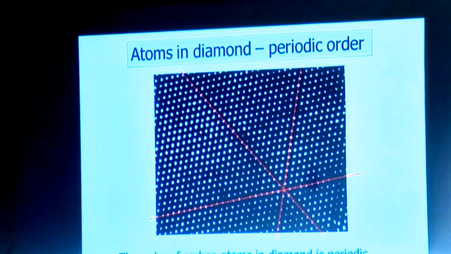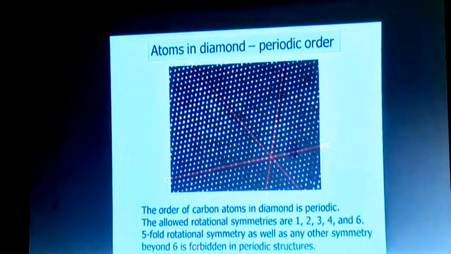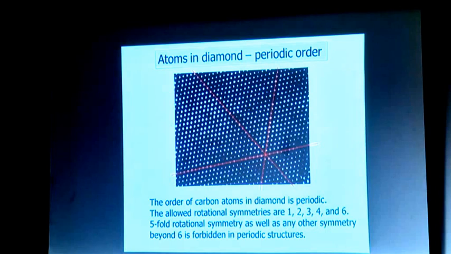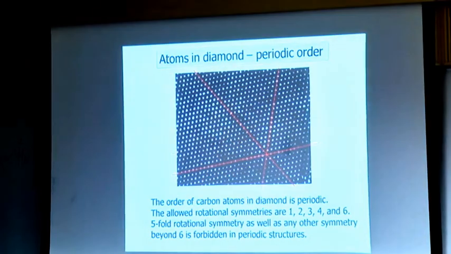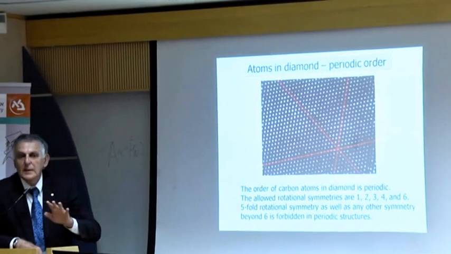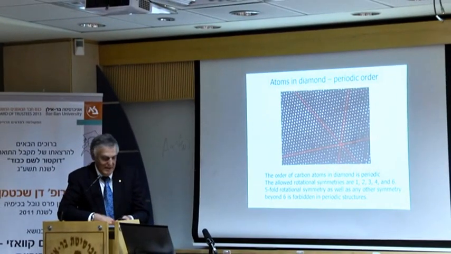And the allowed rotation symmetries are 1, 2, 3, 4, and 6. Five-fold rotation symmetry, as well as any other symmetry beyond 6, is forbidden in periodic structures. I'll say it again: in periodic structures, you can have a two-fold rotation symmetry, 3, 4, 6 rotation symmetry, no 5, and nothing beyond 6. This was true. It is true in periodic crystals. Okay.